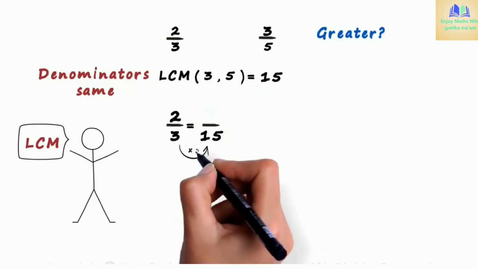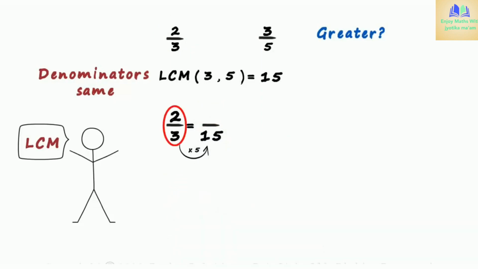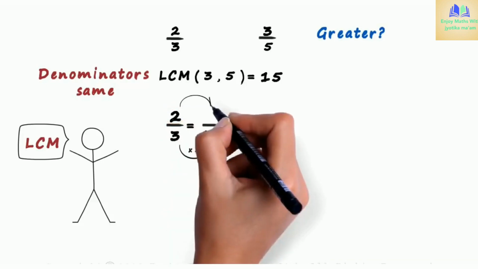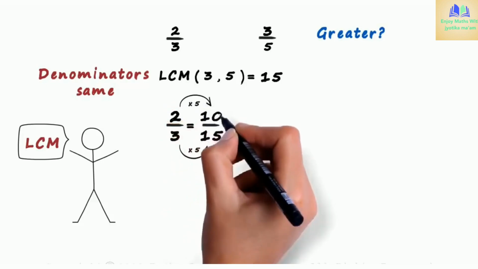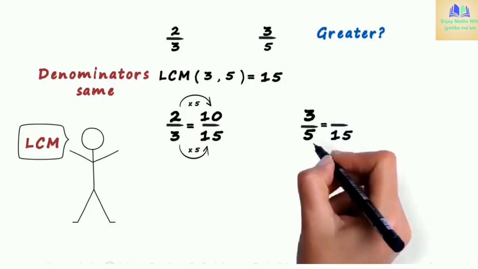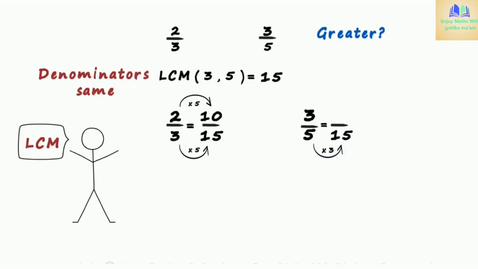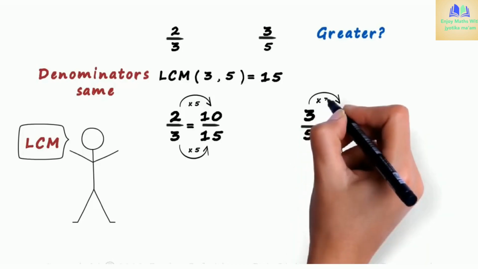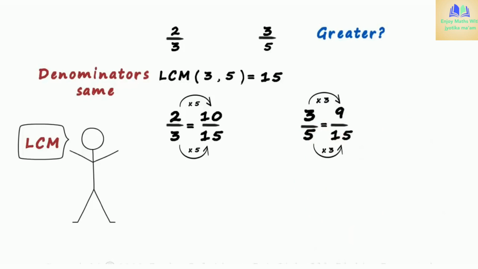To get 15 in the denominator, we multiply the denominator by 5. We also multiply the numerator by 5. 2 times 5 gives us 10. The fraction is hence written as 10 by 15. Similarly, the second fraction also has to be written with 15 as the denominator: 3 by 5 equals something over 15. We have to multiply 5 with 3 to get 15. Hence, we also multiply 3 with 3 to get 9 by 15 as our second fraction.